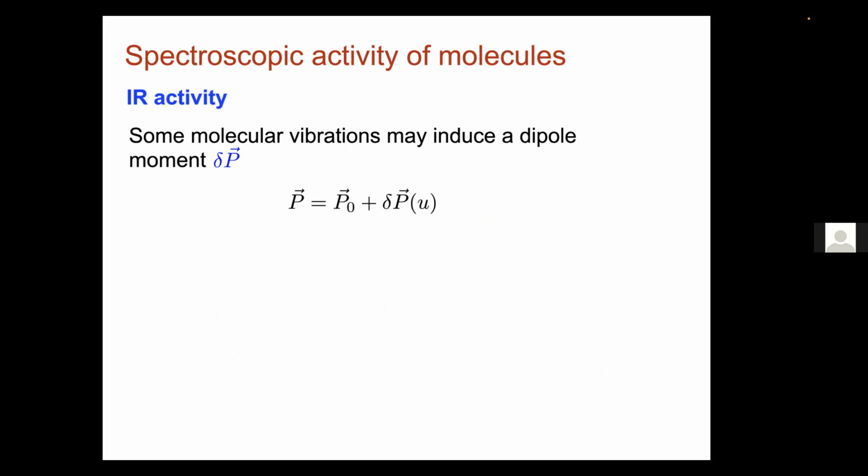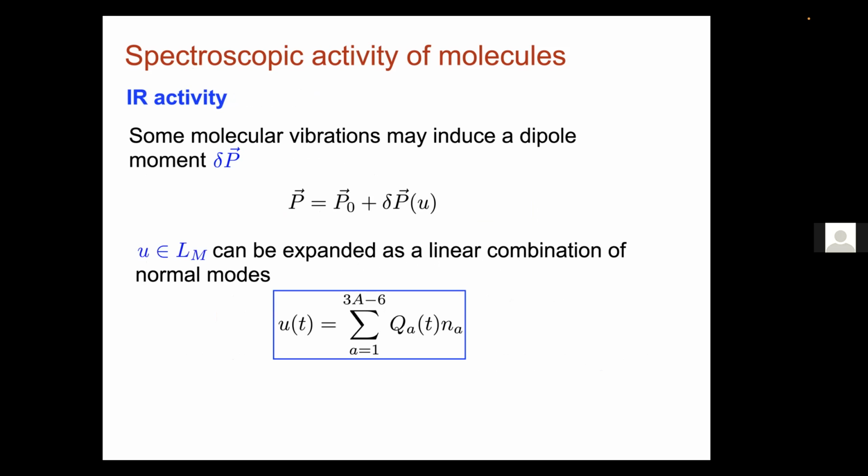Okay, now infrared activity. As I mentioned, infrared activity is related to an oscillating dipole moment. The idea is that U is a deformation of the molecule that describes the oscillation of the molecule around the equilibrium positions. And now, if this thing is induced by the oscillations, then it's going to be active. Is this possible? Well, let's see.